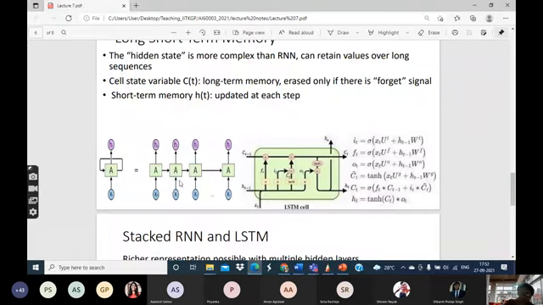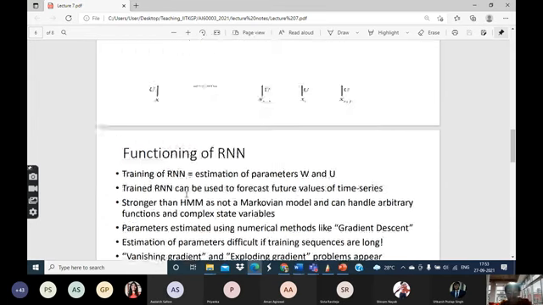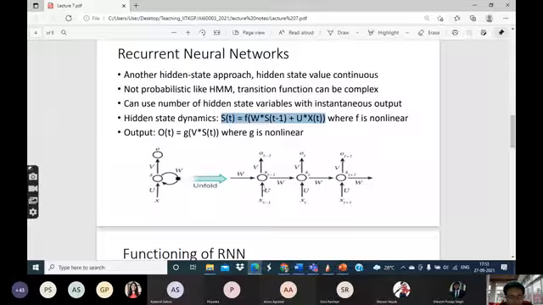So conceptually it remains the same. Just like in the case of the RNN, if you look at the schematic diagram of the RNN, this is what it looks like.